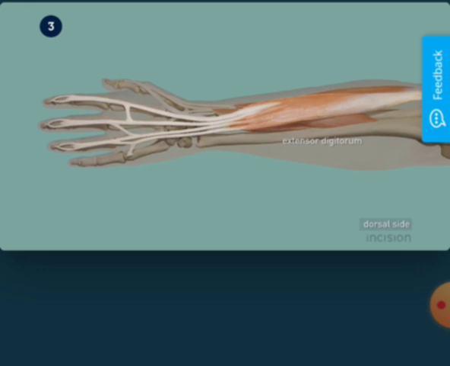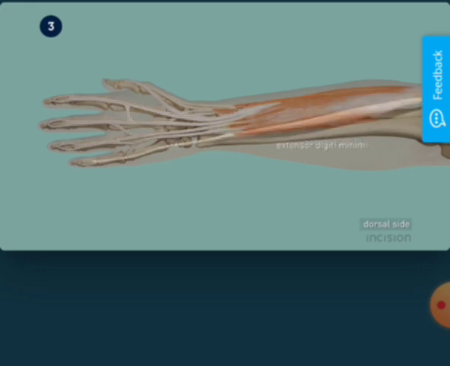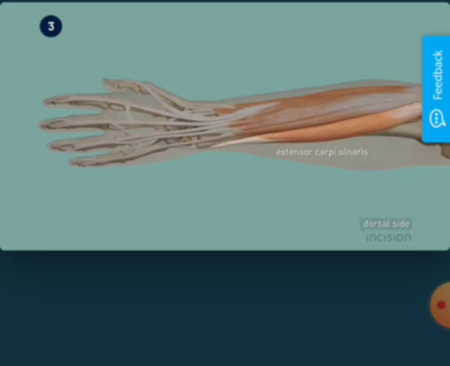Extensor digiti minimi and extensor carpi ulnaris run through the dorsal wrist and contribute to wrist extension. Extensor digiti minimi also extends the fifth digit, and the extensor carpi ulnaris also adducts the wrist. The extensor retinaculum of the wrist is the broad, fibrous thickening located at the dorsal wrist. It keeps the extensor tendons aligned and it prevents bowstringing during movement.